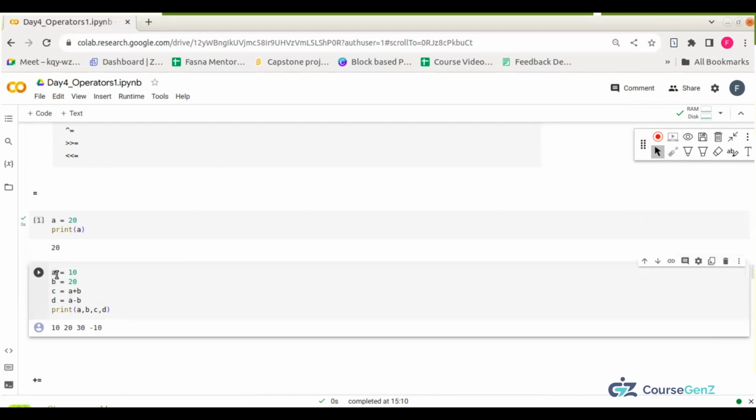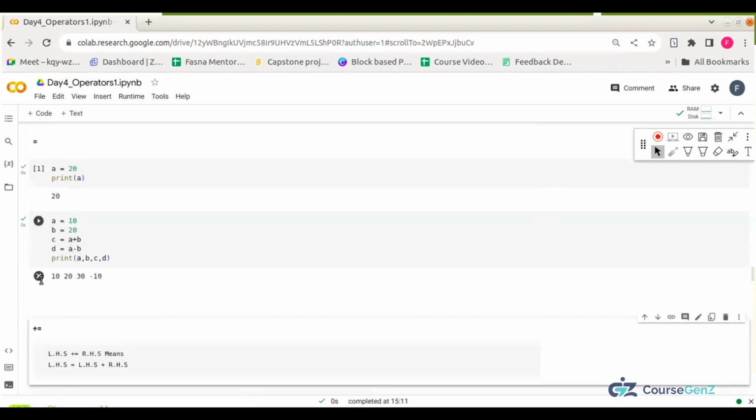Then as you can see here, a is equal to 10 means 10 will be assigned to a. b is equal to 20 means 20 will be assigned to b. c is equal to a plus b means the sum of both variables a and b will be assigned to c. d is equal to a minus b means the difference of variables a and b will be assigned to the variable d. Let's print it. So this is how it will be. I think it's clear for you.